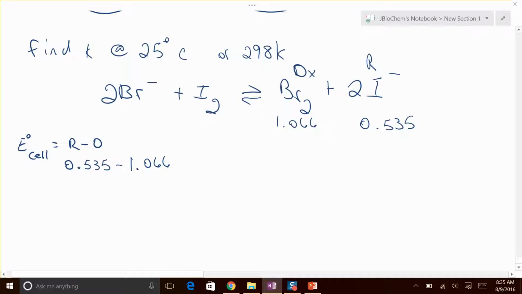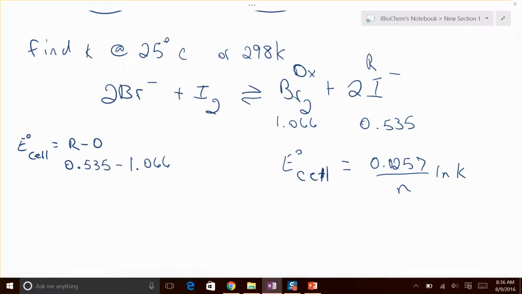To find K, we've got to find E naught of the cell. E naught of the cell equals, what's the equation? 0.257 over n natural log K. That's right. Okay, so we want to solve for K. I do have it in front of me. Yeah, 0.257, with the log. Yep. Perfecto. Okay, so we need to identify a few things here.